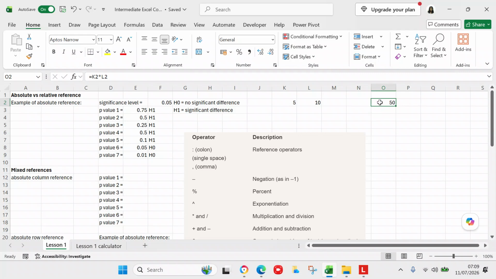Let's do Control X and move it over to Q. Control V. 50. And it's still saying K2 times L2. So if you move the formula, it's still relative. It's going to keep that information. That's just showing you relative cell references, that the formula in the cell is going to stay the same if you move it. And so that's good.